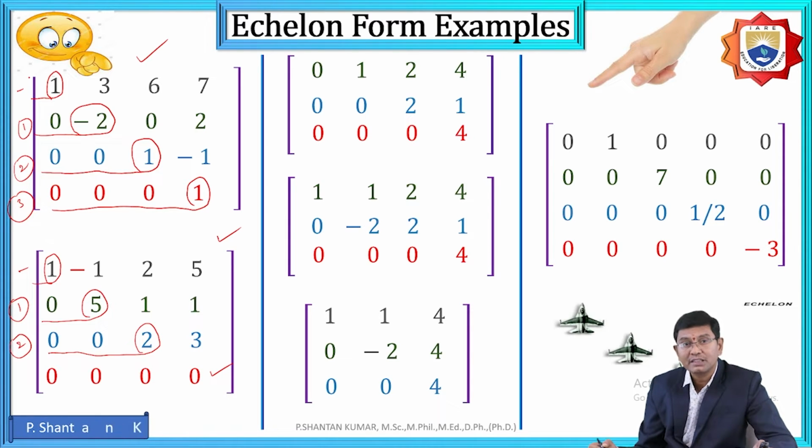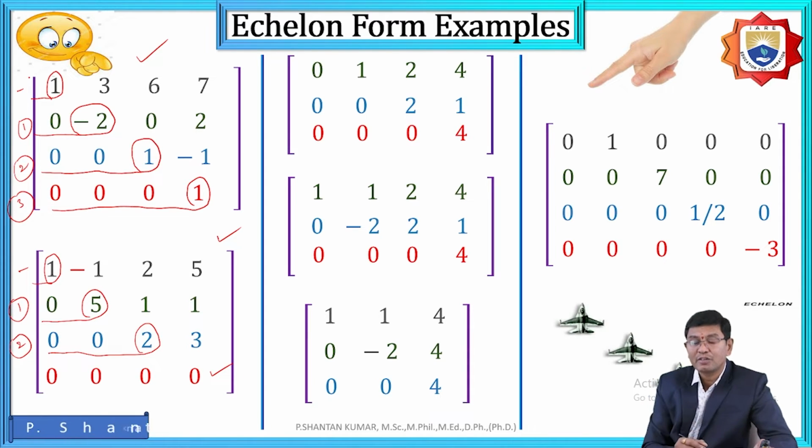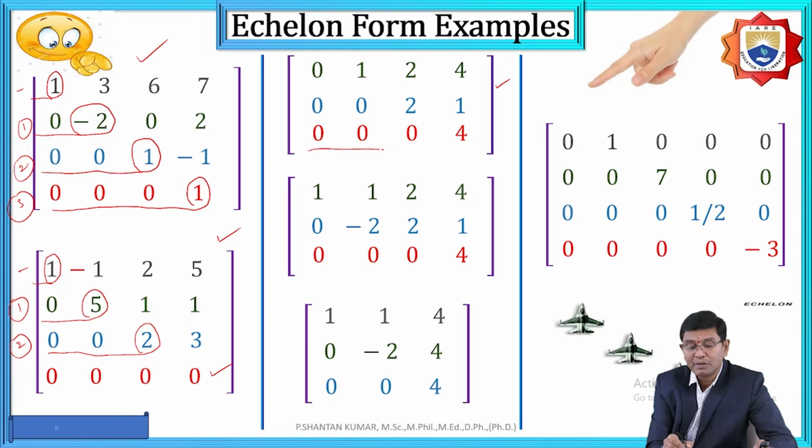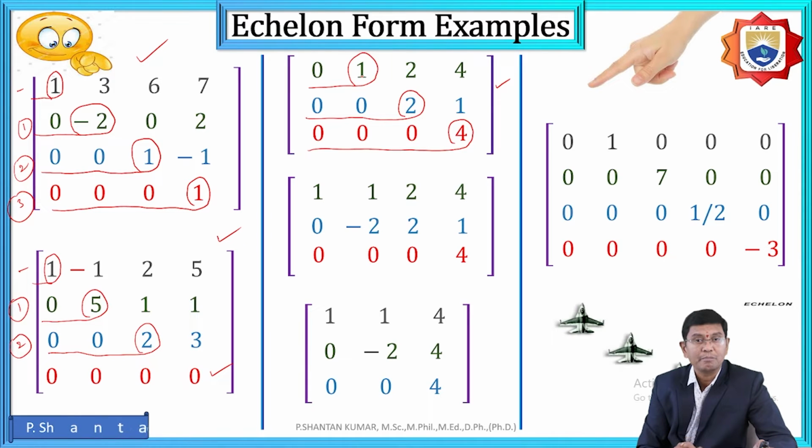Therefore, the rank of a matrix is the number of non-zero rows. The number of non-zero rows in this Echelon form is 3, so the rank is 3. Coming to the third example, here also there are no zero rows. Therefore, the first condition is not required here. The second condition is that the first non-zero element should be either 1 or any unique number, and here the first non-zero elements are 1 or a unique number. That second condition is also clearly satisfied.